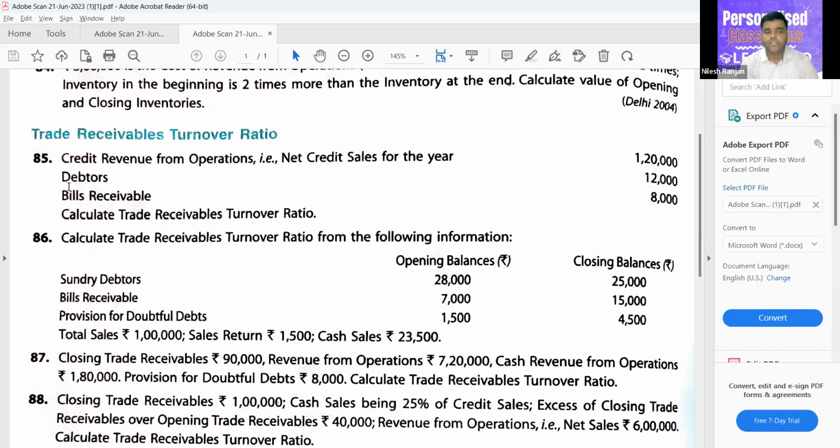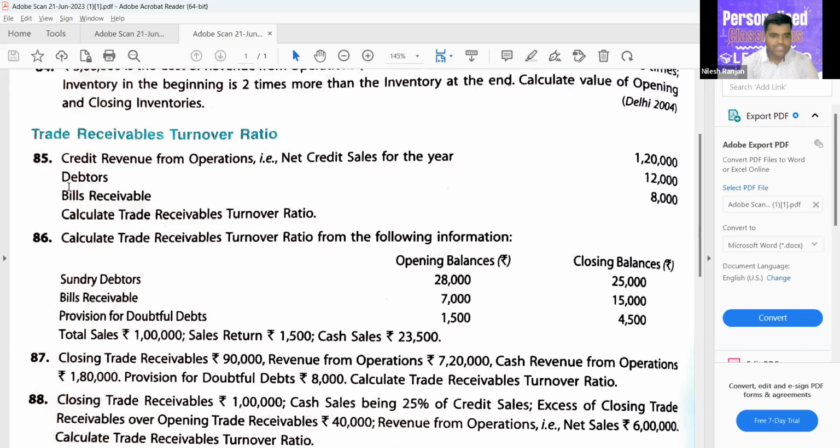There is provision for doubtful debts also. We don't have to use that in the calculation of trade receivable turnover ratio. It is given just to confuse students.